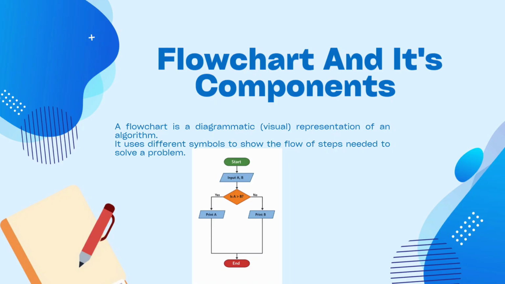Flowcharts and its components. A flowchart is a diagrammatic representation of an algorithm. It uses different symbols to show the flow of steps needed to solve a problem. First, a start symbol. Second, input variable A and B. Third, diamond structure shows decision making. Then no, print B, end. Yes, print A, end.